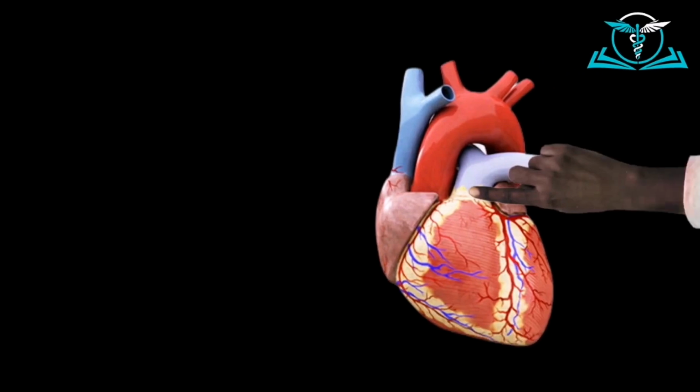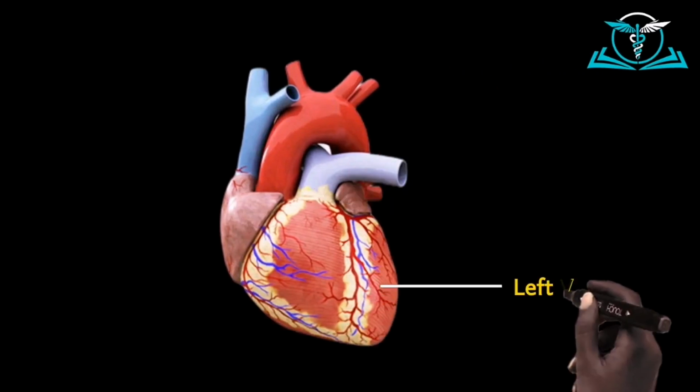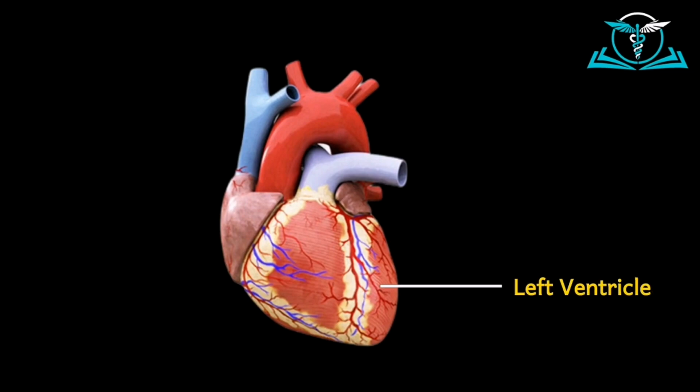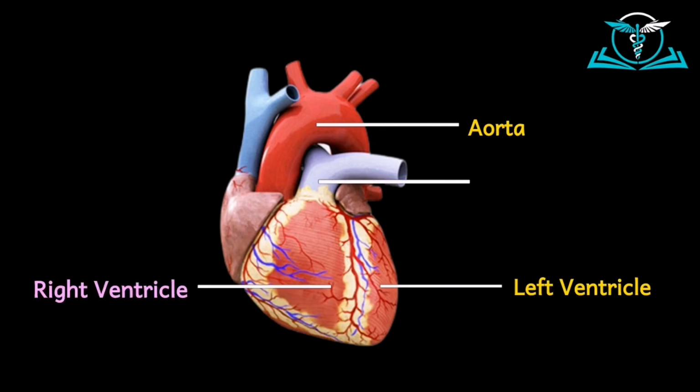Very good. And so we will begin our discussion with this organ, the heart. Now some orientation here. This is the left ventricle, and the vessel here coming out of the left ventricle is the aorta. Then we have the right ventricle, and this vessel here is the pulmonary trunk or the pulmonary artery.